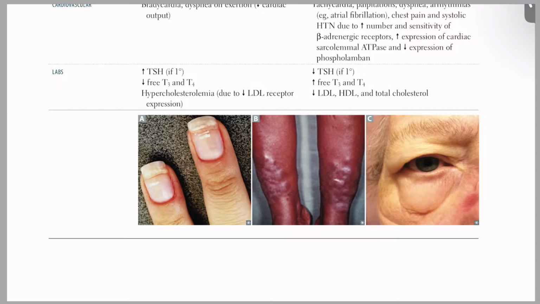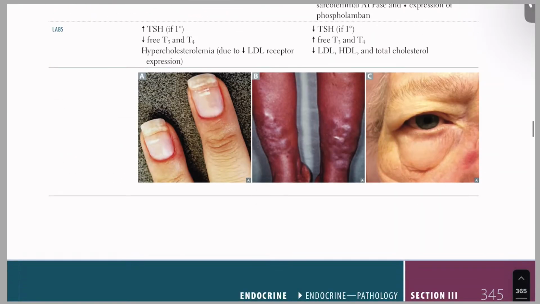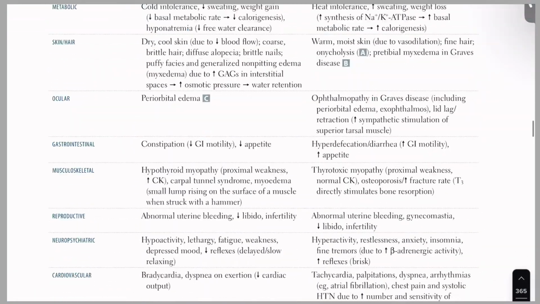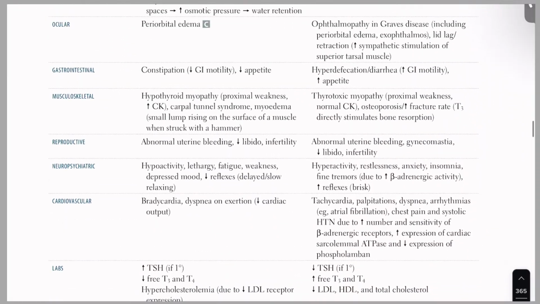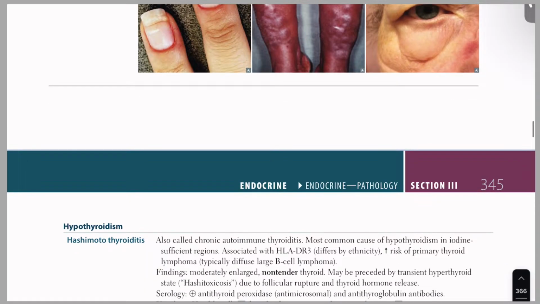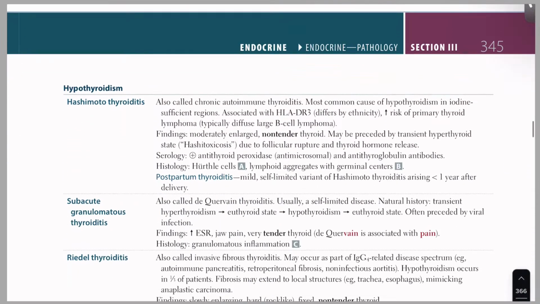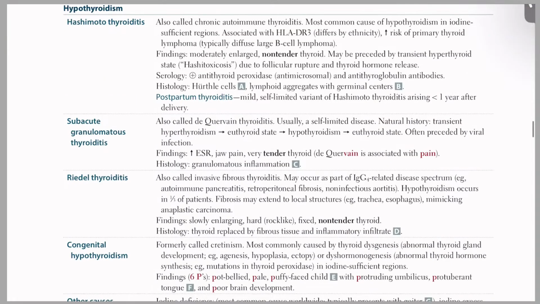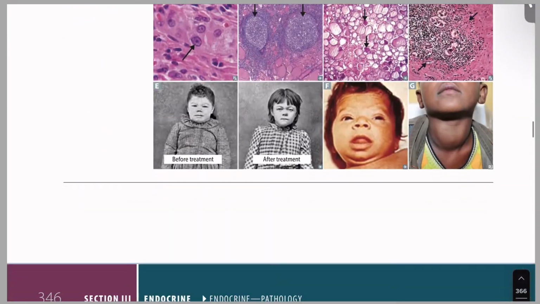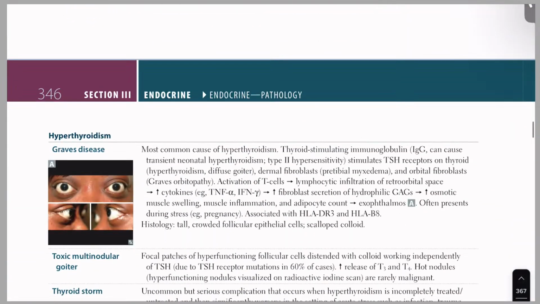This is A, B, C. A and B we have seen, and this is periorbital edema in hypothyroidism. Okay, got it. Last 6 minutes to end our session.